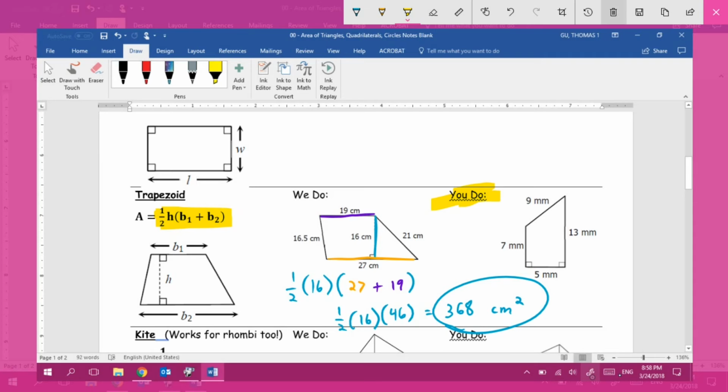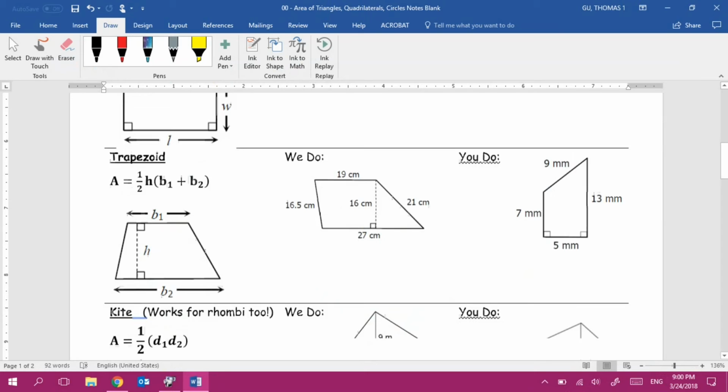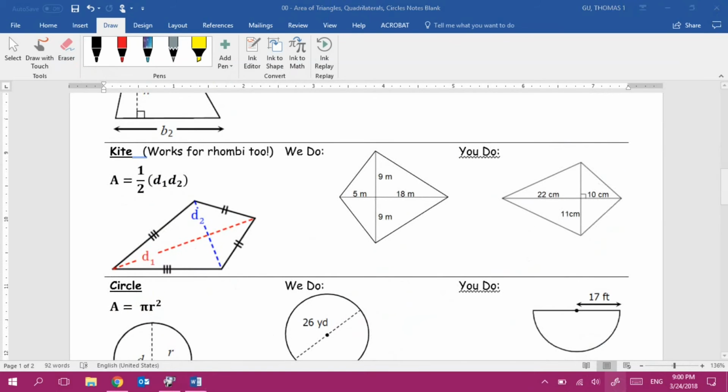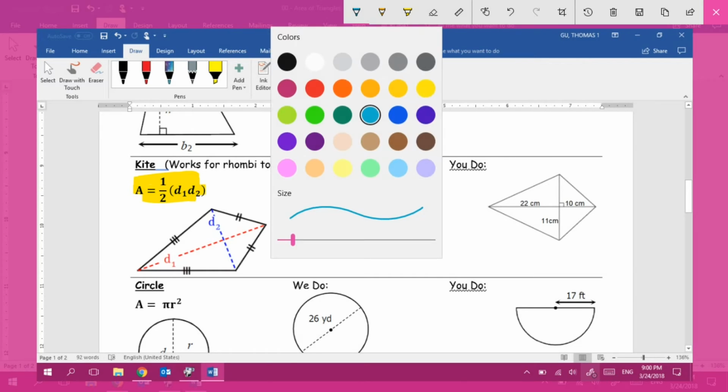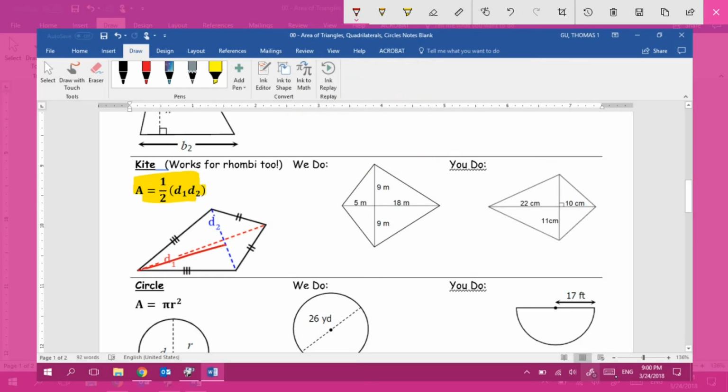And now onto our second to last one, the kite. All right, so on the kite, this works for rhombi too now. So this is like a 2 for 1 special. What a deal. So you're going to take 1/2 and multiply that by the product of the 2 diagonals. So look at our picture. We got 1 diagonal right there and then 1 diagonal over here. We multiply those 2 diagonals and then multiply that by 1/2.